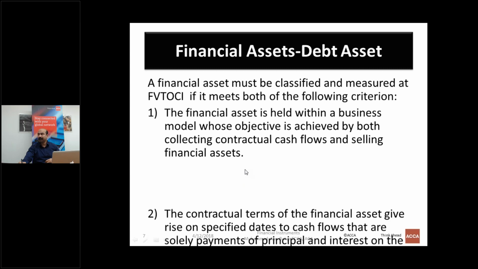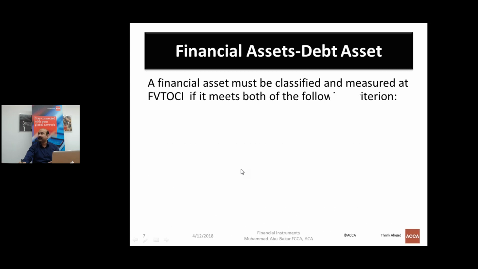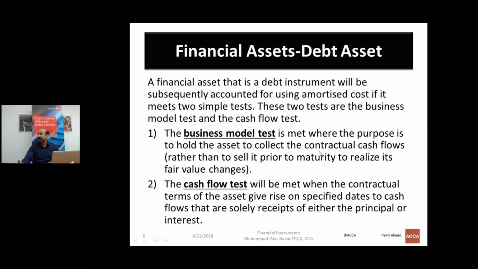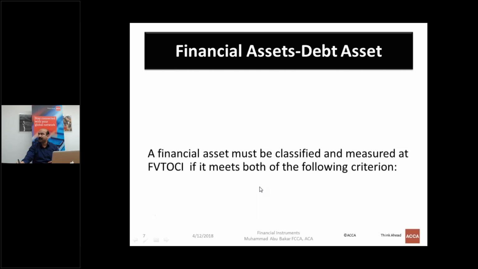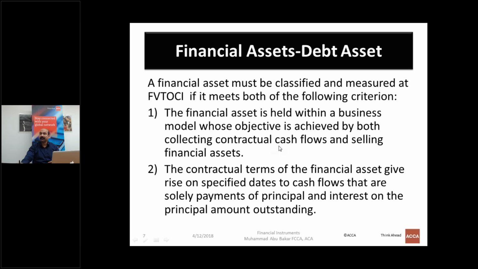If we just compare it with the last slide, we can see what the difference is between these two. There are contractual cash flows, and the second criterion is the same, but in the second slide you can see that in addition to the contractual cash flows, if the objective is to sell the financial assets as well, if both objectives are there, then this debt asset is classified at fair value through other comprehensive income.